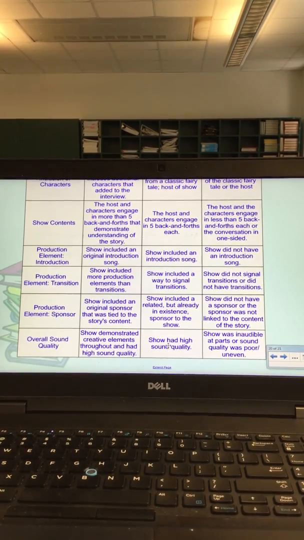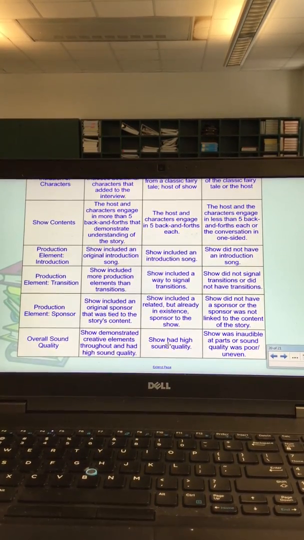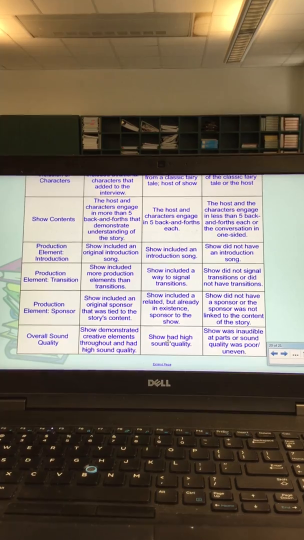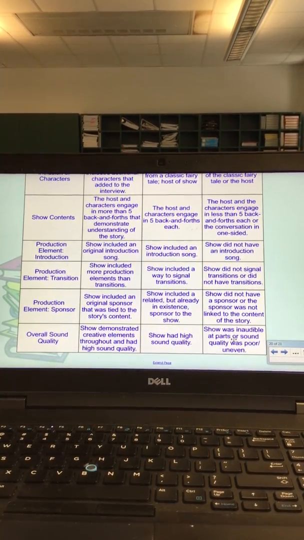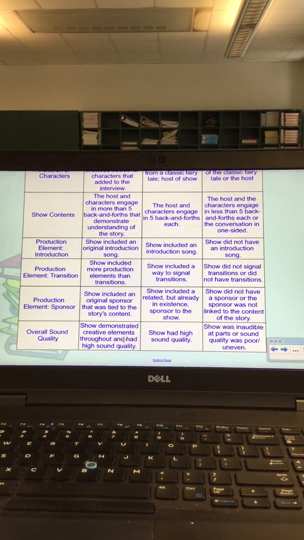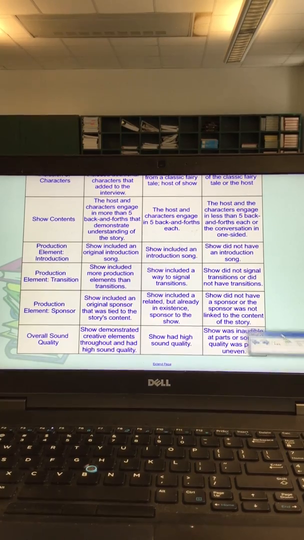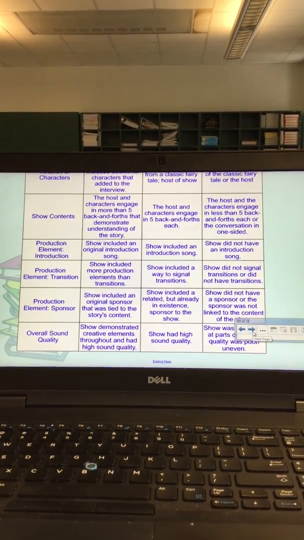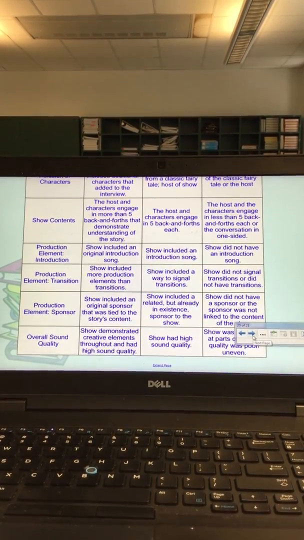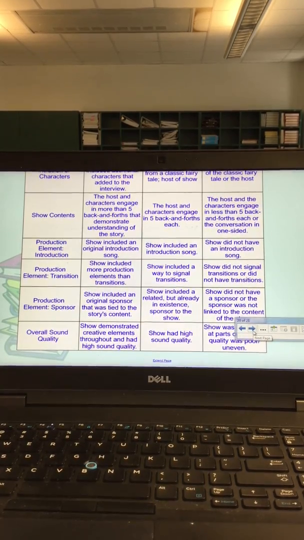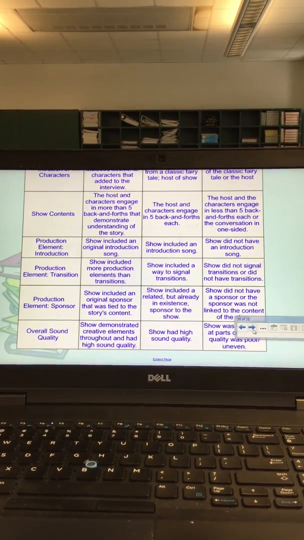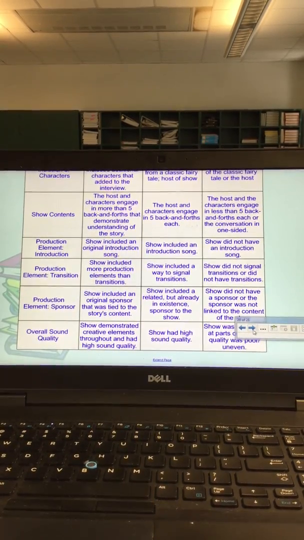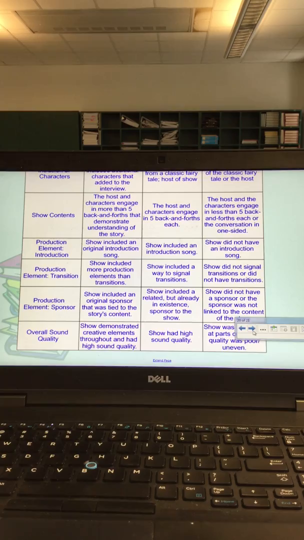And then the sound quality. So if the sound quality is great, that's perfect. If it's inaudible or the quality is uneven, that's something we want to avoid. But if they introduced a lot of creative elements and still had that high sound quality, that would be advanced. So this is the rubric that would be used to assess the podcast assignment, making sure that the students are demonstrating their understanding, but also demonstrating their ability to remix these characters and remix the text into a new format.